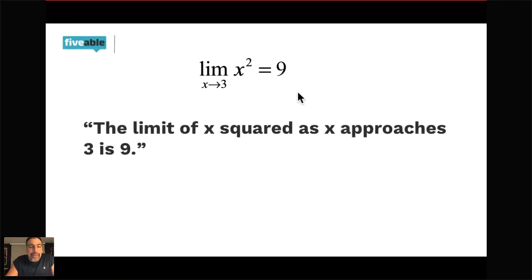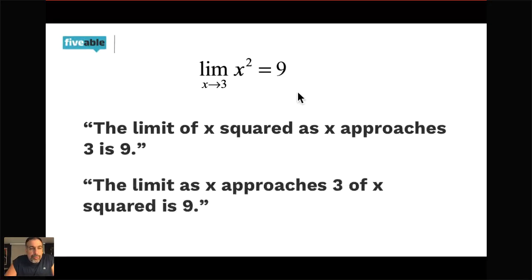So let's talk about how we read this notation if it's new to you. The way it's read is, the limit of x squared as x approaches 3 is 9. You could also switch it around and say, the limit as x approaches 3 of x squared is 9. Both of them are correct ways to say it.